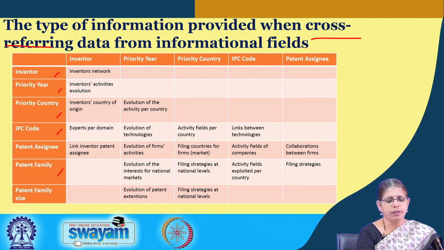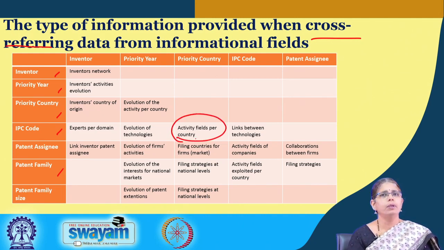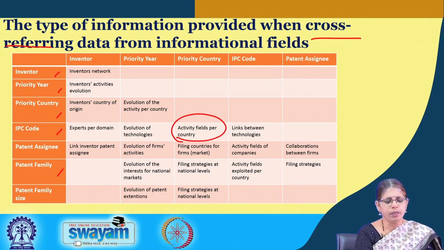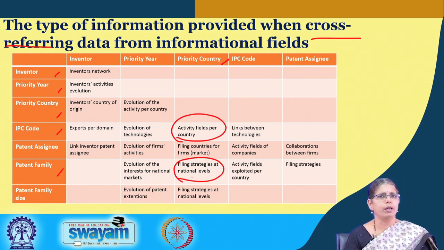So, for instance, if we are looking at the IPC code and priority country, what is it that we can look at? We are looking at the activity fields per country. Let us say we are looking at information in relation to patent family and country. How does that help us? When you look at cross-referencing between a patent family and a priority country, you get information on the filing strategies at national levels. So, it helps you to draw a lot of conclusions out of a patent landscape on different aspects.